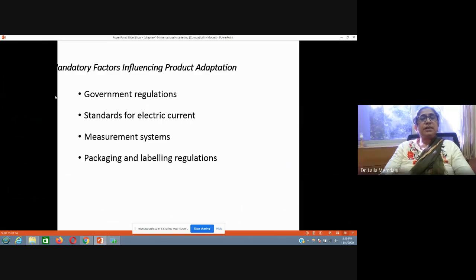There are certain mandatory factors which influence product adaptation, like government regulations, standards of electric current. We have different standards for electric current compared to the Western countries, and therefore, product adaptation is required, more than measurement systems. We have different, and again, packaging and labeling regulations in India are different compared to the other countries. Similarly, in other countries also there will be different packaging and labeling regulations.